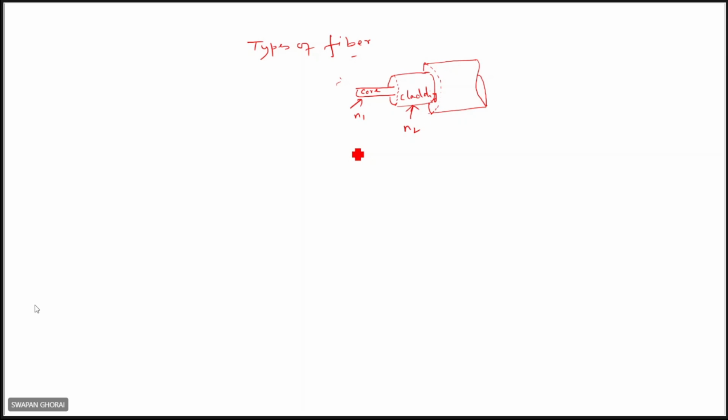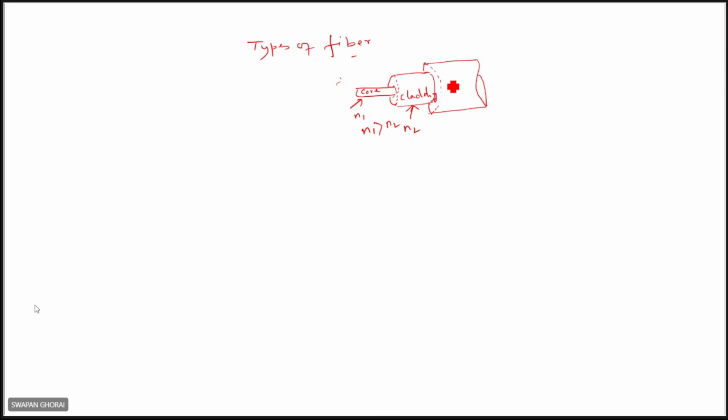So you see the three layers are there. The inner solid layer is called the core, which has a refractive index of N1, and surrounding this core there is another solid layer, called the cladding. The cladding refractive index is N2. If it is N1 for the core, then N1 should always be greater than N2, right?